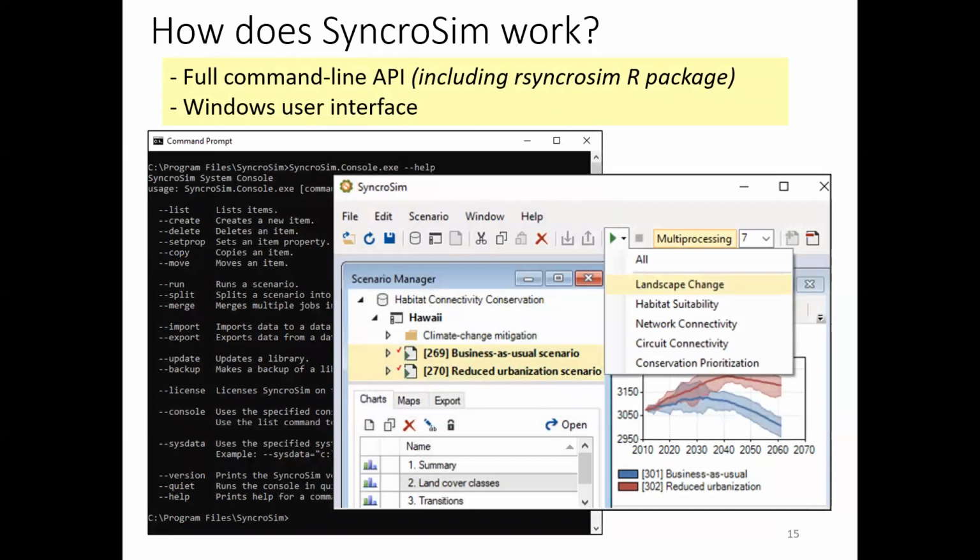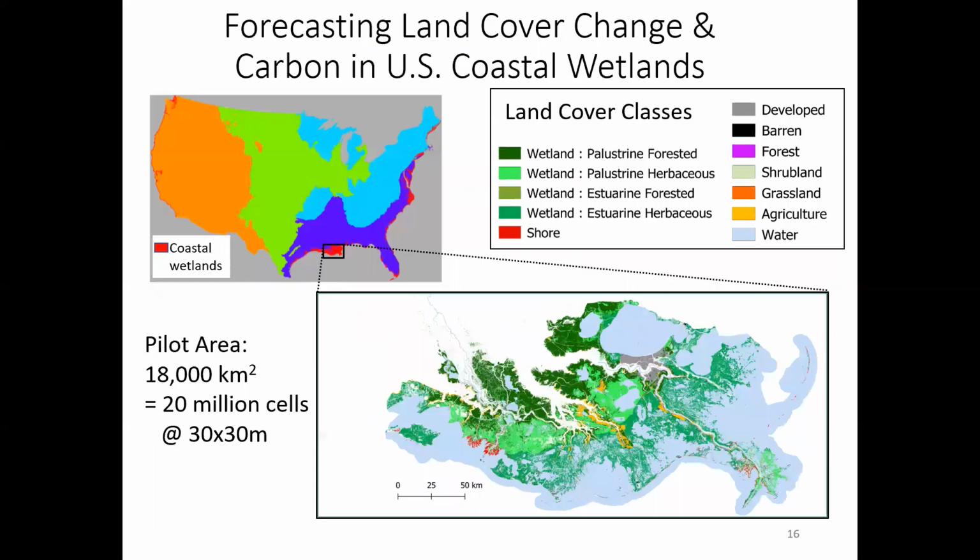Finally, SyncroSim provides you with two alternative interfaces. First, a full command line API for programmers, which includes a package for fully controlling SyncroSim from R. And there's also an optional Windows-based user interface that helps deliver models in a format more suitable for decision makers.